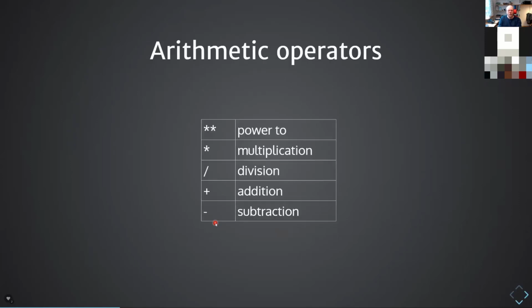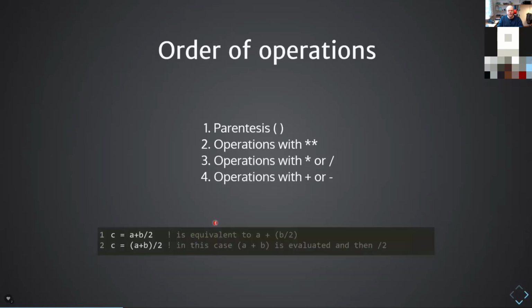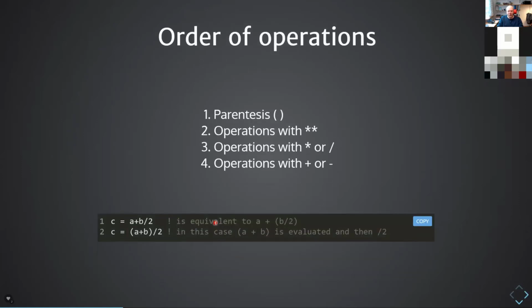Operators, you have the common ones. So you have a power operator, which is a double star. Multiplication is a star. Division is what you expect, a slash, plus and minus. So it's very similar to what you have in other languages. This is the order of operations, also what you expect.